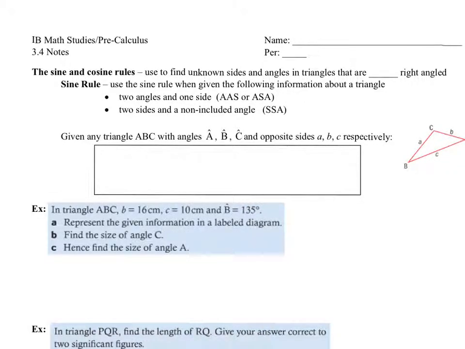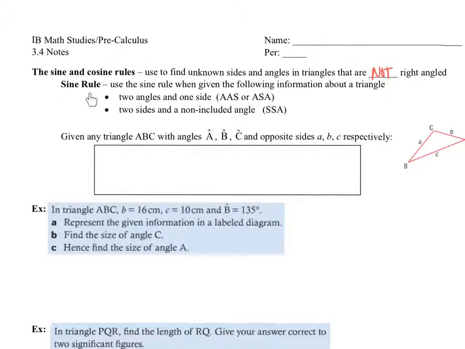Hello, Math Study students. In this lesson, we're going to take a look at the sine and cosine rules that are very helpful to use to find unknown sides and angles of triangles that are not, I want you to write that in capital letters, NOT right angled. In other words, the sine, cosine, and tangent ratios and inverse functions that we have been using are only to be used for right triangles. The law of sines and the law of cosines is what we use for triangles that are not right angled.